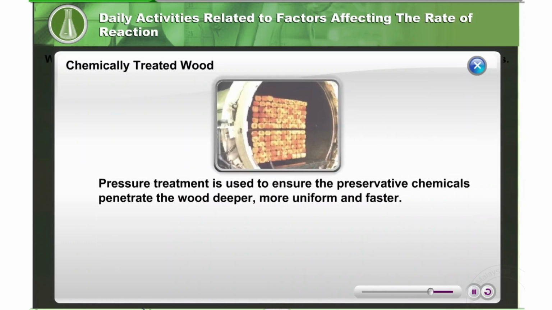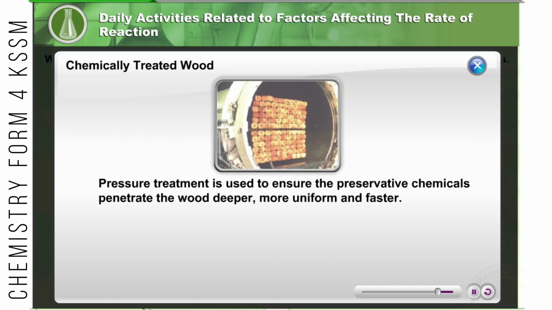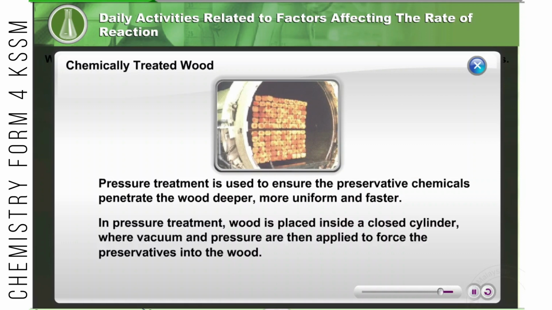In the industry, pressure treatment is used to force the preservative chemicals to penetrate the wood deeper, more uniform, and faster. In pressure treatment, wood is placed inside a closed cylinder where vacuum and pressure are then applied to force the preservatives into the wood.